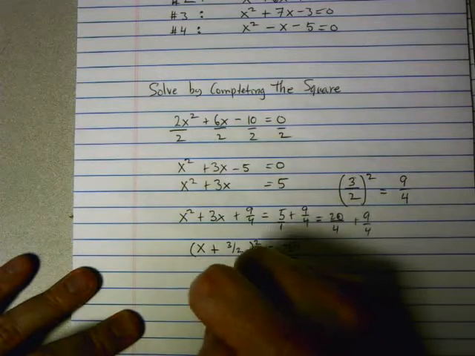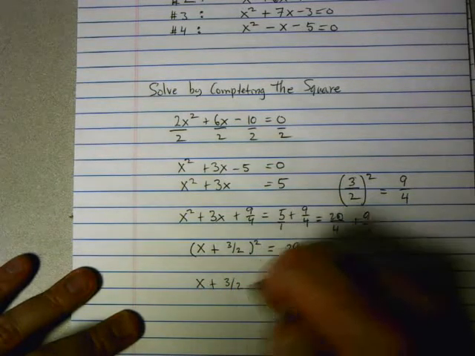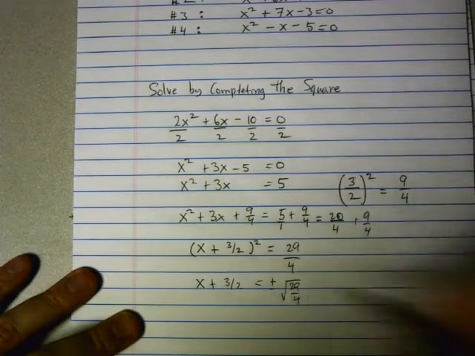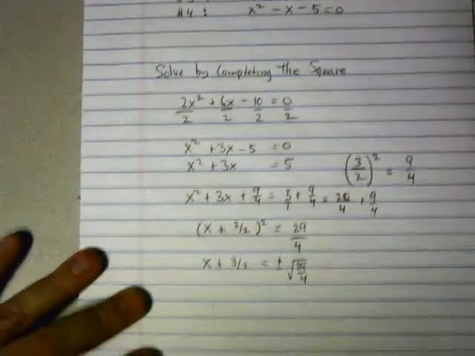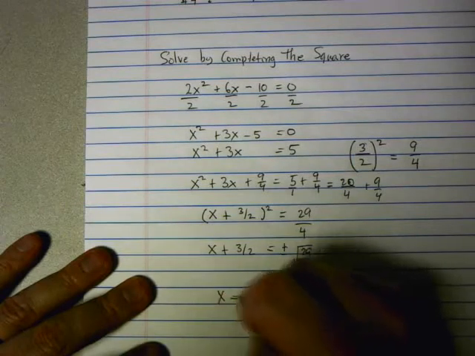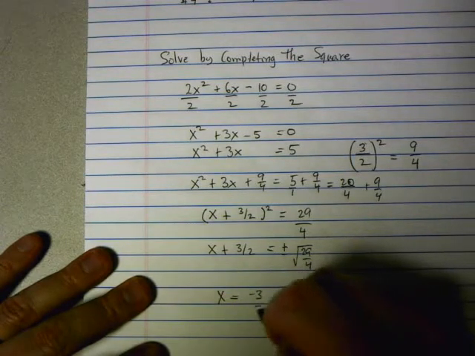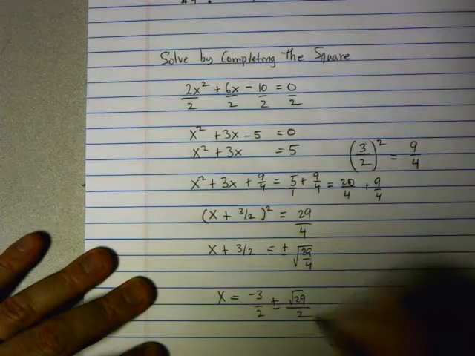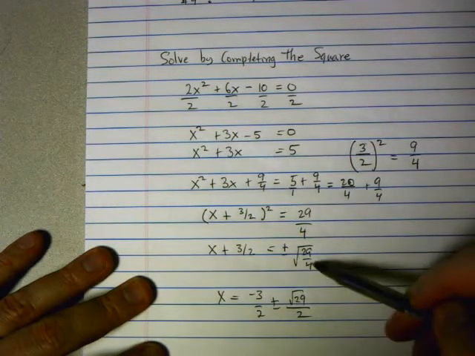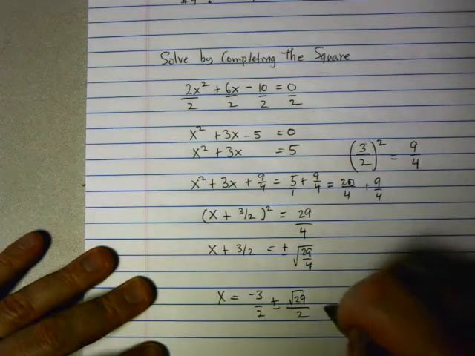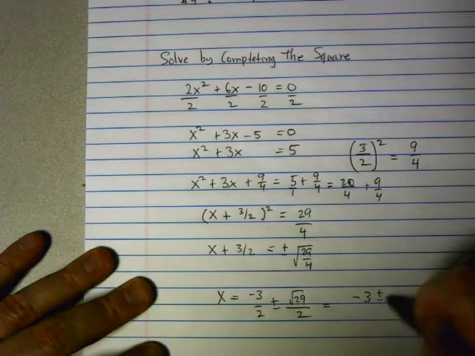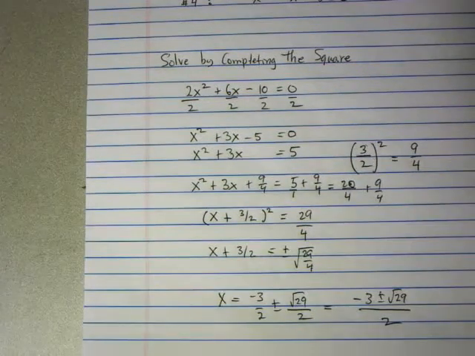I square root both sides. x plus 3/2 is plus or minus the square root of 29 over 4. I write my final answer. x equals negative 3/2 plus or minus the square root of 29 over 2. Square root of 4 down on the bottom is a nice number, that's 2. And once again, you could leave your answer just like that, but quite often you see it written this way. Since those have a common denominator, we write it as one fraction.